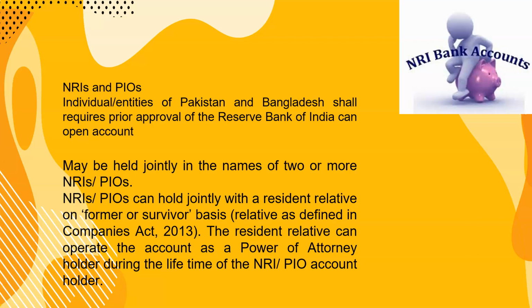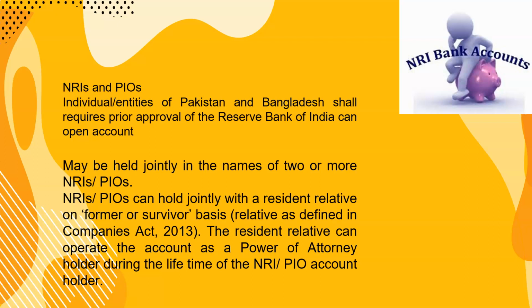So who can open these accounts? NRIs and PIOs. Individual entities of Bangladesh and Pakistan require permission of RBI. They can be held jointly with two or more NRIs or PIOs, and NRIs or PIOs can hold them jointly with a resident relative but on former or survivor basis. Former means till the NRIs or PIOs are alive they'll operate, otherwise after their death the resident will operate.